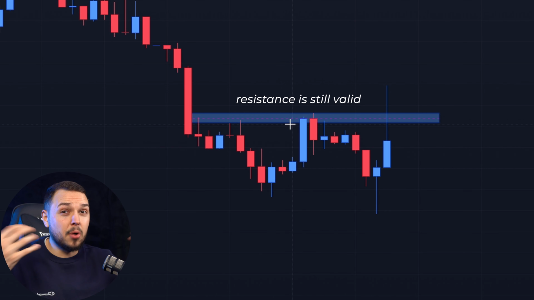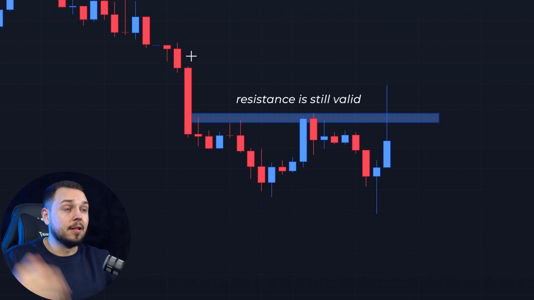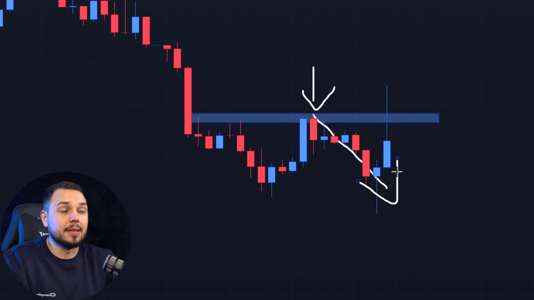If it hasn't broken the area zone, that resistance is still solid, still valid, and that's why there are a lot of sellers over here waiting for you to start buying so they can enter with a lot of selling orders and push the market back down, which is where you suffer and you hit your stop loss.